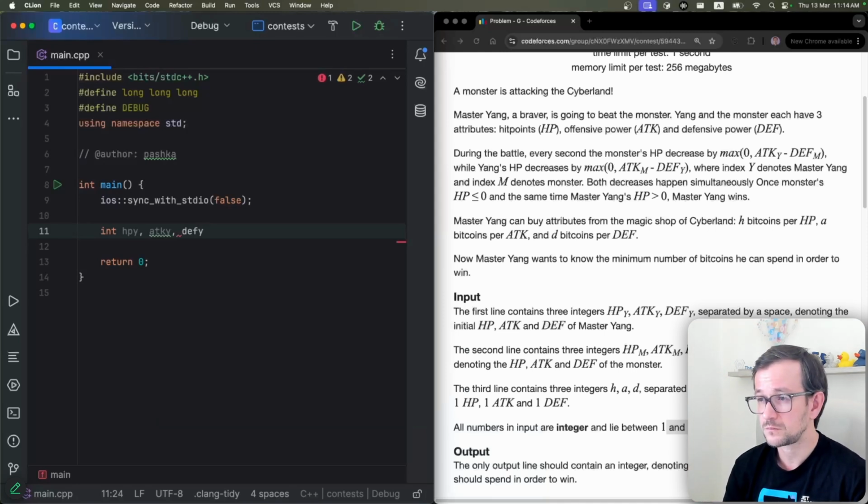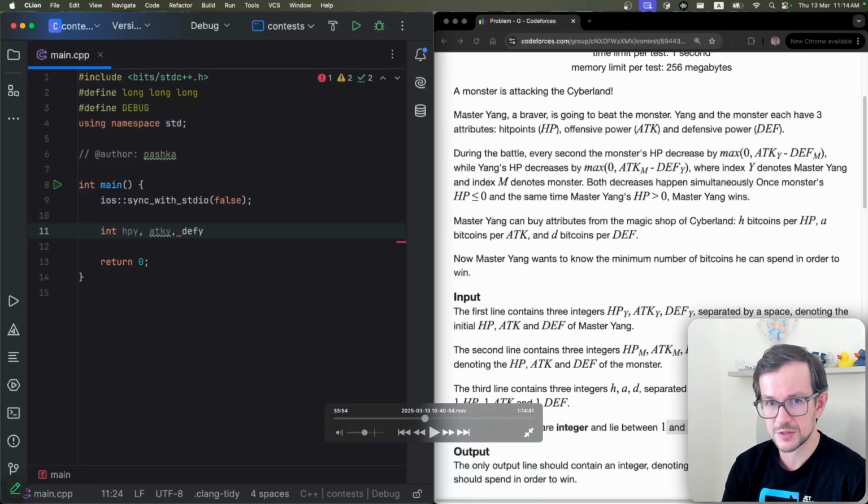Yep. So it will happen if you have, for example, at least 200 points. His defense is at most 100, so you will deal at least 100 damage. And the monster has at most 100 HP. So if you have at least 200 attack points, you will kill him in one shot. It doesn't make sense to have more than 200 attack points.